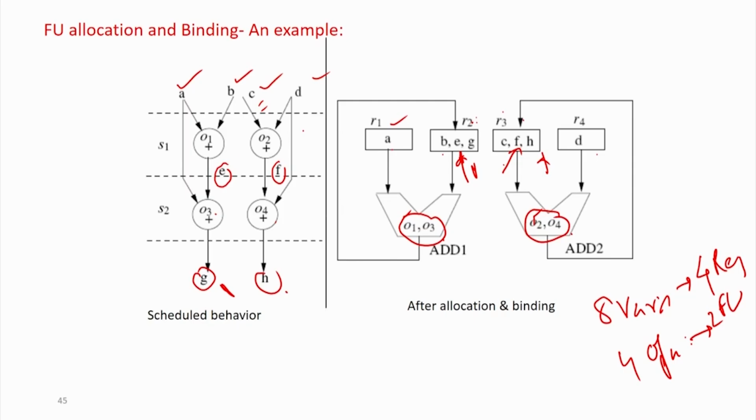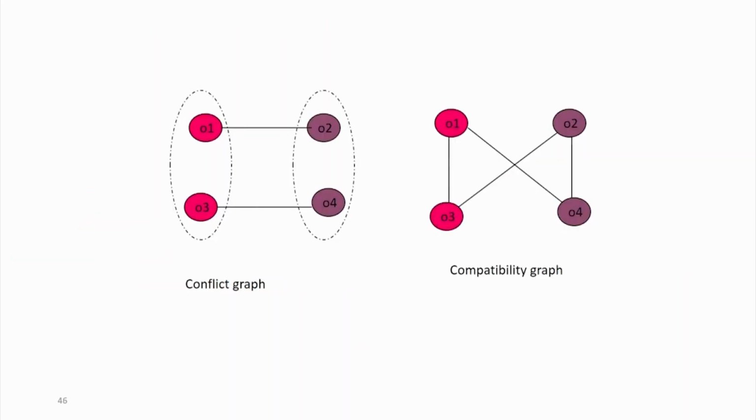Okay. So, what is the conflict here? For each operation I will draw a node. So, this is my operation O1, this is O2, this is O3 and this is O4. Now, O1 and O2 have a conflict. Conflict why? Because they are going to be scheduled in the same time step, so I cannot do them in the same adder, right. So, I will add an edge. Similarly, O3 and O4 have a conflict, but there is no conflict between O1 and O2 and O3 to O2, similarly O4 to O2 and O4 to O1. So, this is the conflict graph.